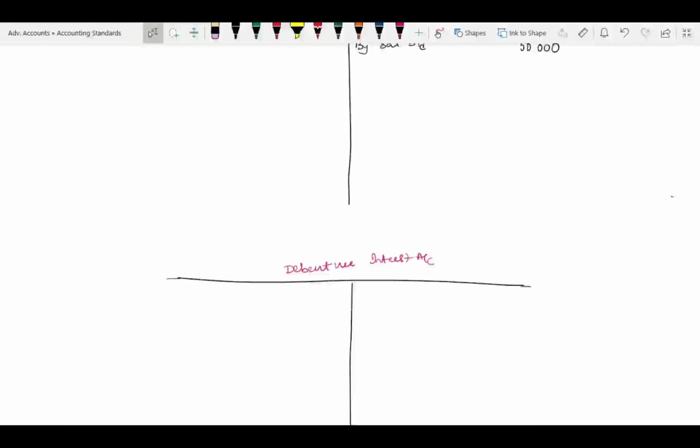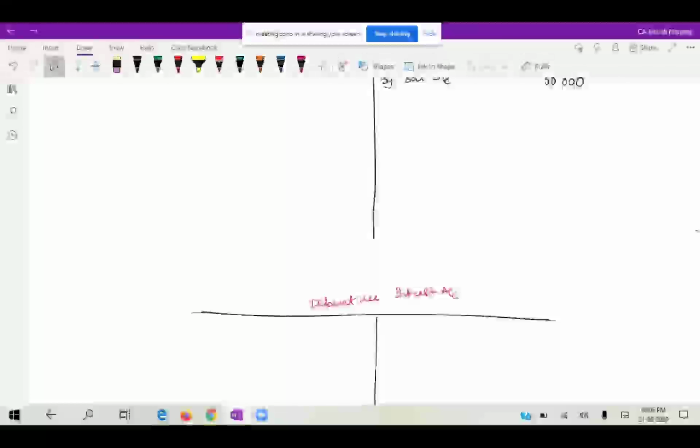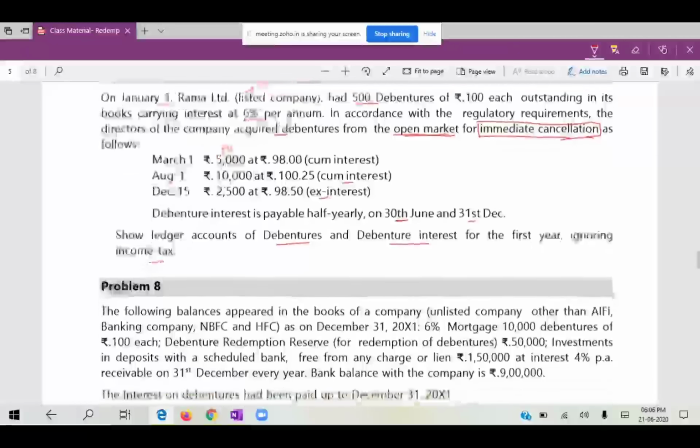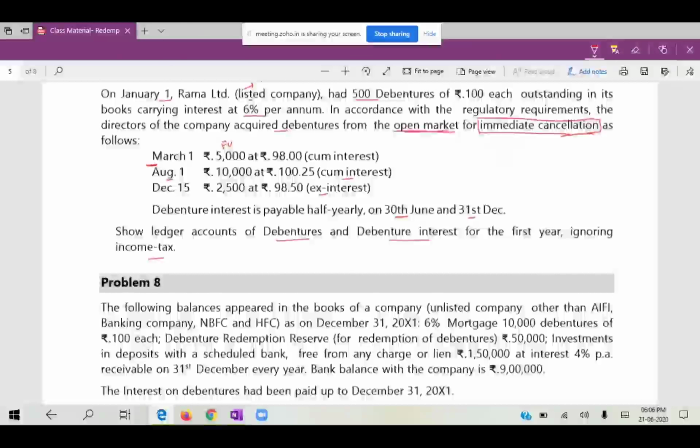So debenture interest as of now, opening balance will not be there. Now let us go. It has been purchased on 1st March. Just keep in mind, my dear friends, whenever we read the question, here they have said interest due dates are 30th June and 31st December. I hope in investment accounts you would have practiced this. So this and this are interest due dates, correct? That day, how much face value of debentures is outstanding, on that we are supposed to calculate interest. That's how it will run.